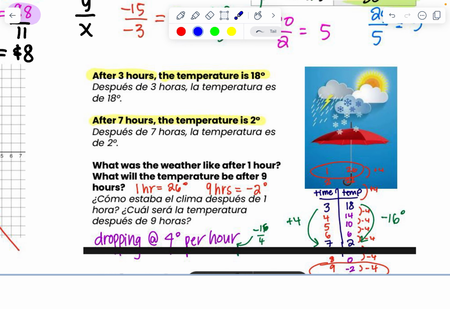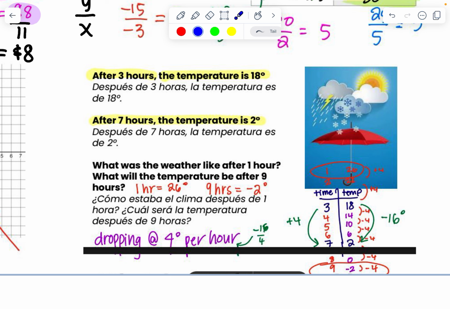And lastly, we had our temperature problem. After 3 hours, the temperature is 18 degrees. After 7, the temperature is 2 degrees. So we had to figure out, okay, what's the temperature going to be after 1 hour? And similarly, then after 9 hours. And a lot of different people were thinking about this similar to the t-shirt problem. But we have to recognize that it's not exactly the same. It's not like temperature per hour. That's not what we're looking for.